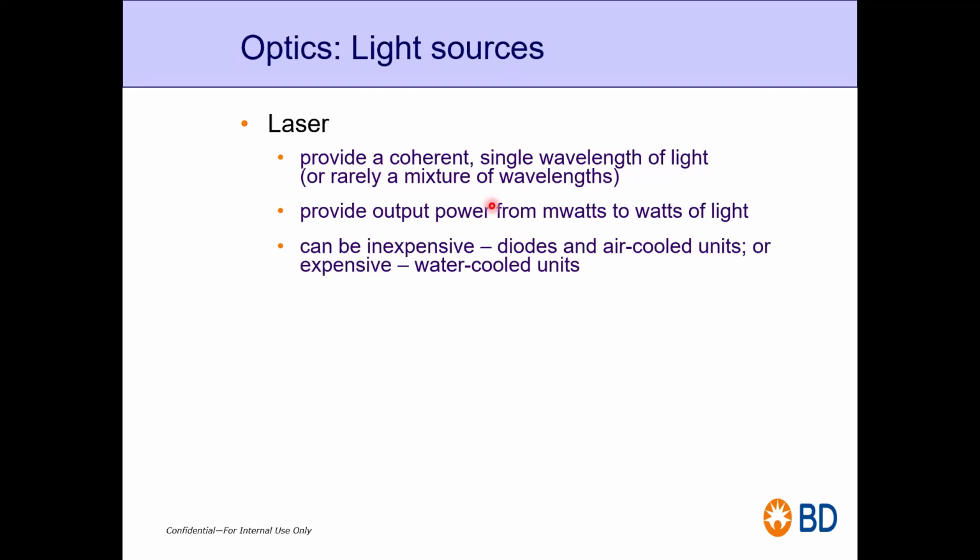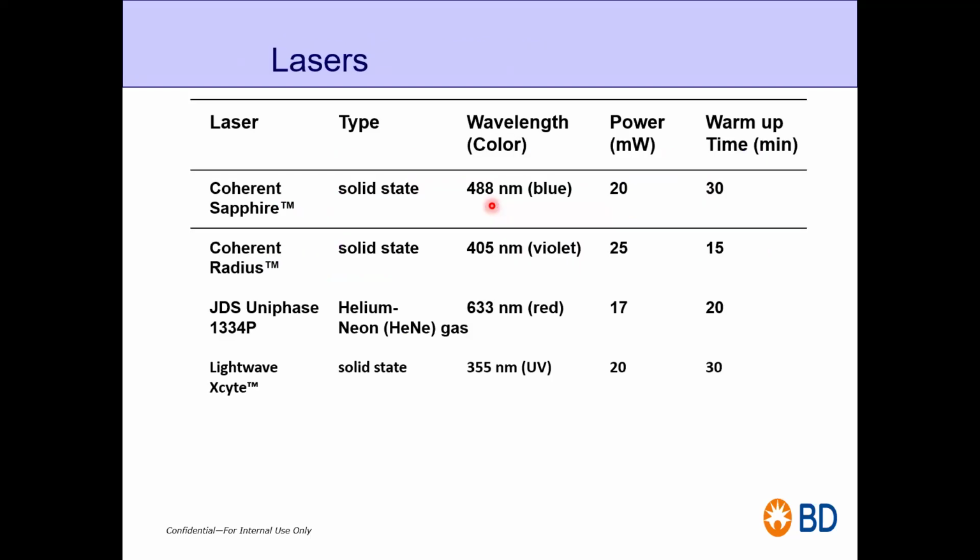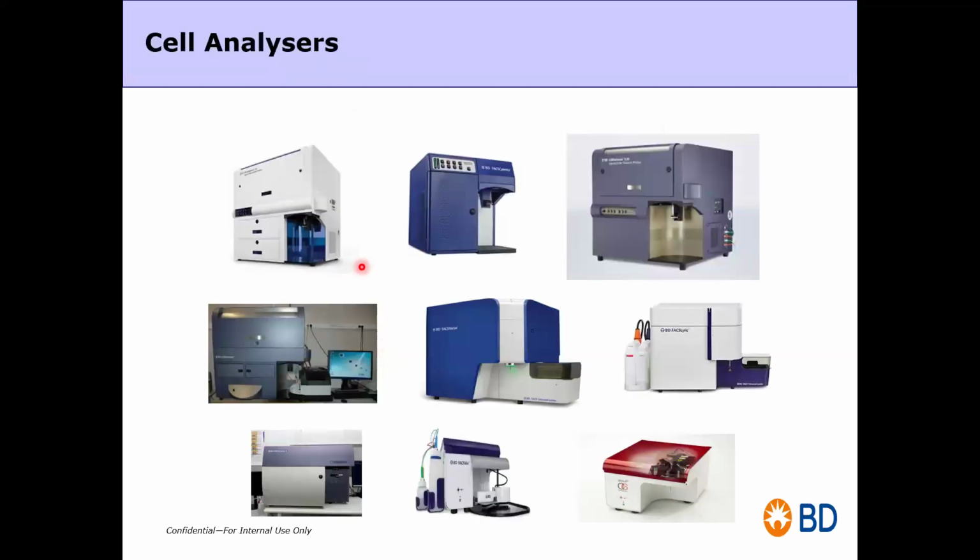Then they can generate light in a very small amount of output or power, and they are not that expensive. Generally in flow cytometers we use solid state lasers because they have a good shelf life. They can go for a longer time. In just one case, the red laser, we use a gas laser. These are the analyzers we have in our BD, and a few more are there now.